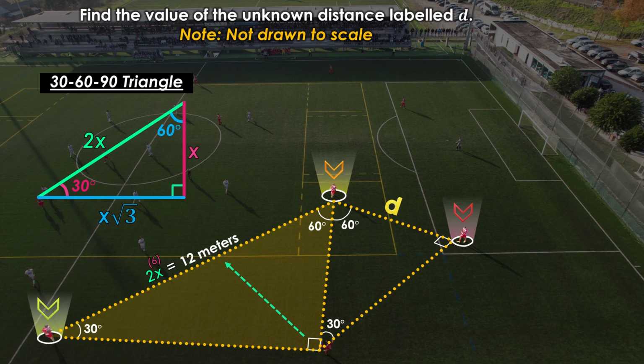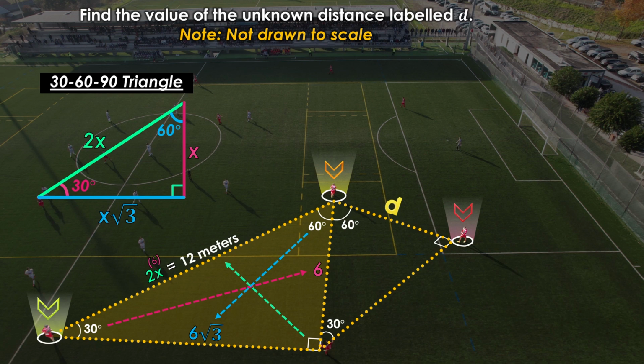Now that we know x, we can fill in the other sides based on the template. The side opposite the 30-degree angle corresponds with x, so this side is 6. And the side opposite the 60-degree angle is x root 3, so this side will be 6 root 3.